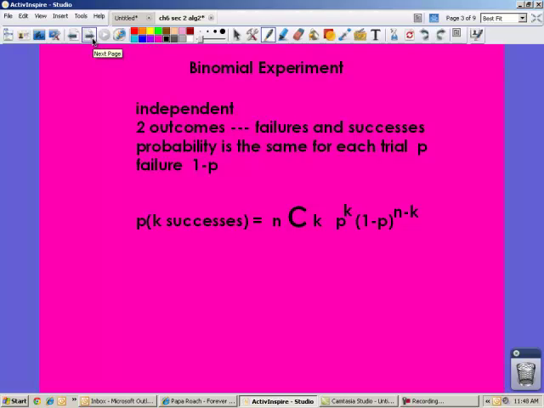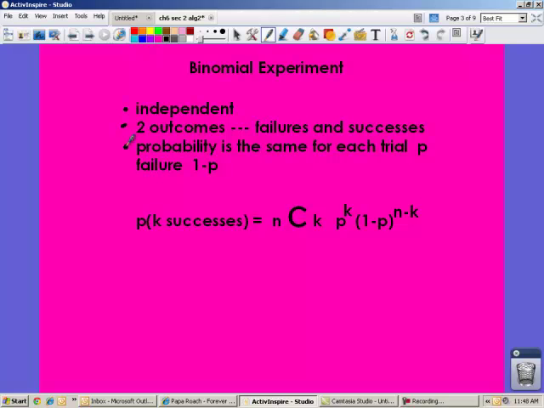Now there's also something called a binomial experiment. There's a few things that you need to know. It can be independent, meaning it relies on nothing. There's two outcomes, either failure or success. And the probability for each trial, which would be P, is the same. And the failure is 1 minus the probability.